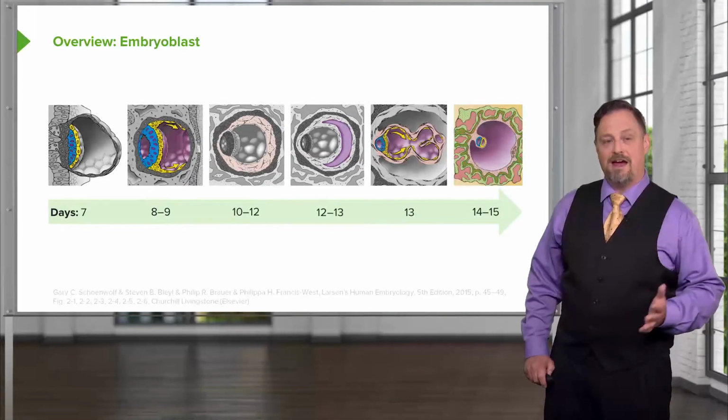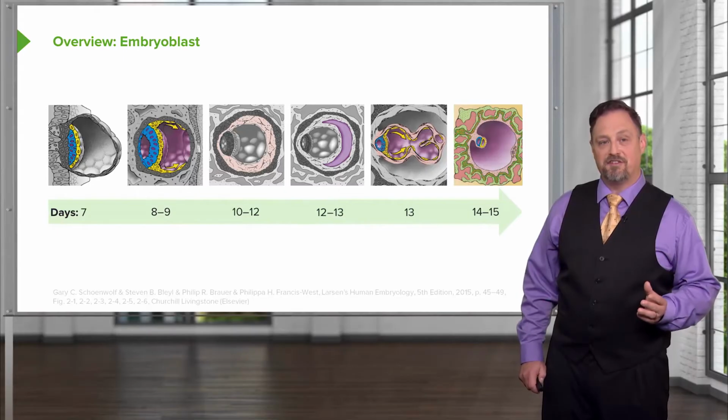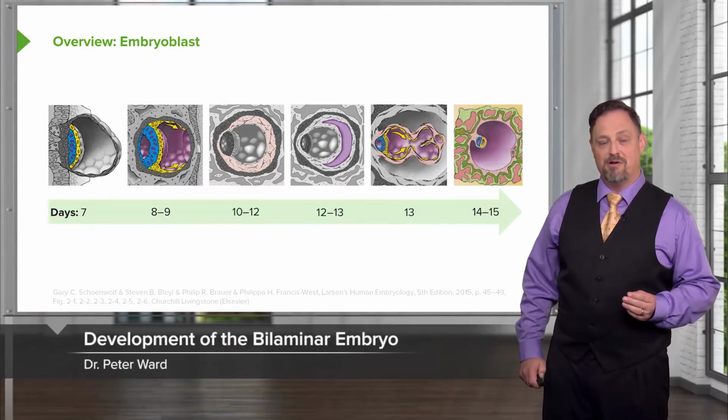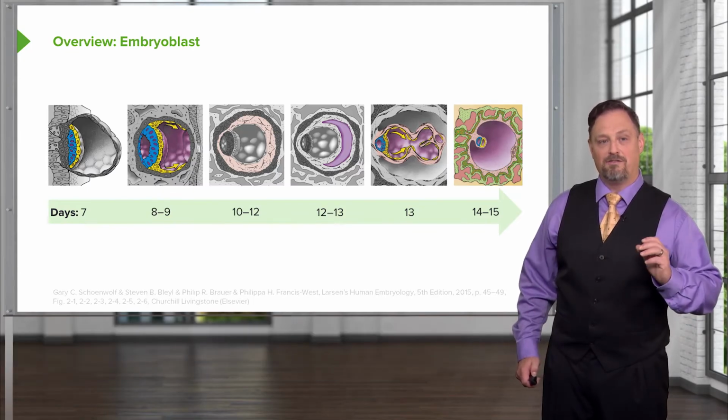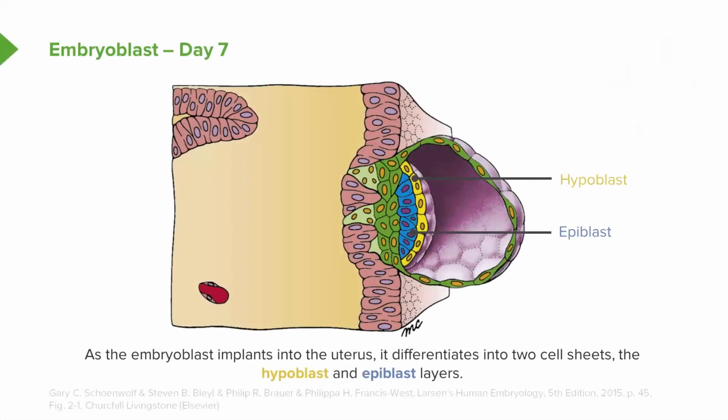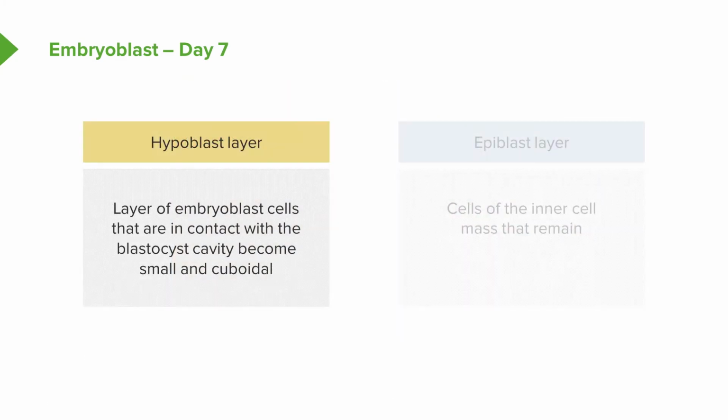Now, let's take a look at how development proceeds from the blastocyst into the bilaminar embryo, and during this time, we have the embryo moving into the uterine wall from days 7 to 15. Initially, the inner cell mass, which will form the embryoblast, subdivides into a thin layer of cells in contact with the blastocyst cavity called the hypoblast, and a taller group of cells further away from the blastocyst cavity called the epiblast.